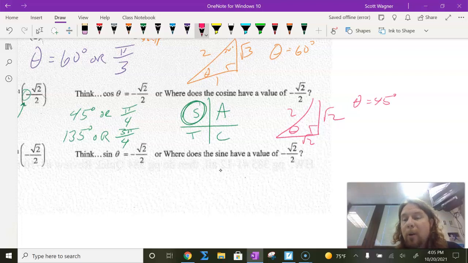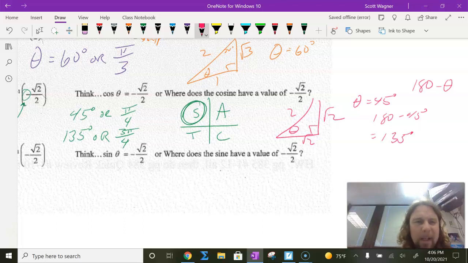To go from quadrant 1 to quadrant 2, I've got to take 180 minus whatever that angle is. So 180 minus the 45 degrees is going to give me the 135 degrees. Or you could also say, in this case, 3 pi over 4. Okay, it's starting to make a little bit more sense now.